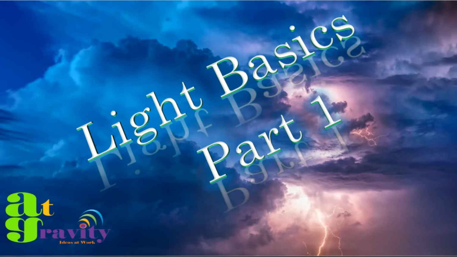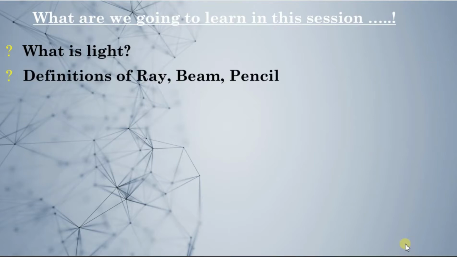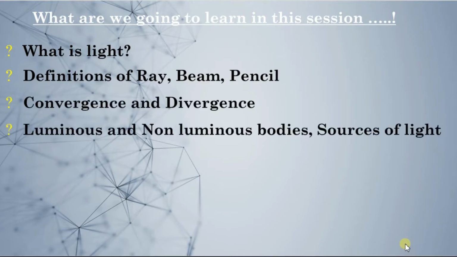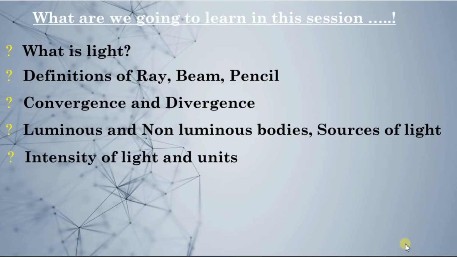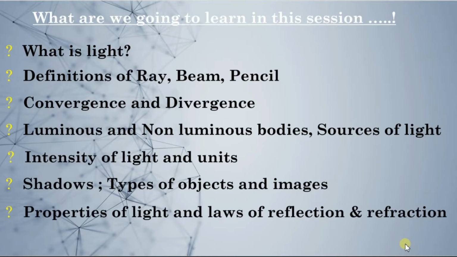In this session, we will be learning the basic concepts of light. First of all, let us see what things we are going to find in this session. We are going to learn about what is meant by light, the definitions of ray, beam, pencil, the definitions of convergence and divergence, what are luminous bodies and non-luminous bodies, sources of light, and then the intensity of light and its units, shadows, types of objects and images, properties of light, laws of reflection, and laws of refraction. Now, let us start the session.